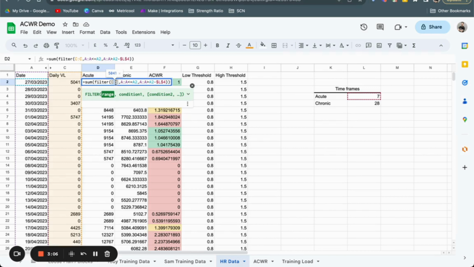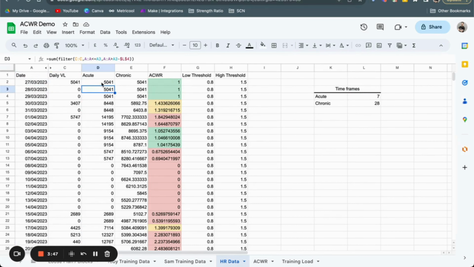But I'm only going to add up those data points if the date is less than or equal to today's date. Okay, so that's column A. The date is less than or equal to today's date, and the date is more than today's date minus 7. That's the important bit here. So the date is more than today's date minus 7. So that encapsulates everything from today and backwards 7 days.